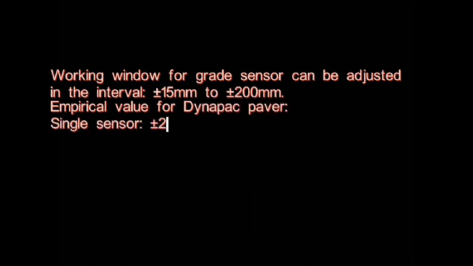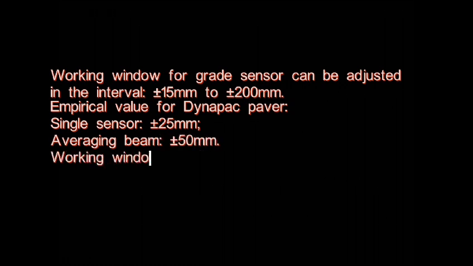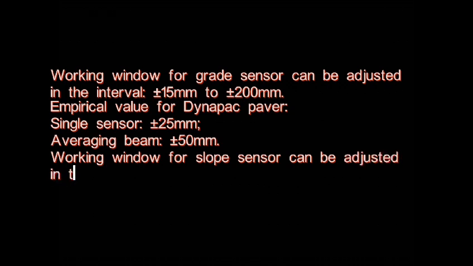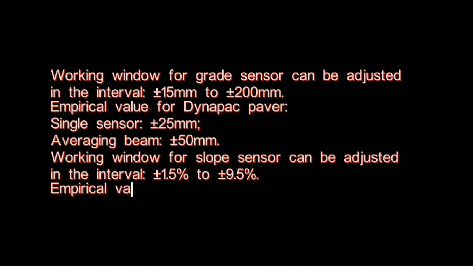Working window for grade sensor can be adjusted in the interval plus or minus 15 mm to plus or minus 200 mm. Empirical value for Dynapack PEVA, single sensor, plus or minus 25 mm, averaging beam, plus or minus 50 mm. Working window for slope sensor can be adjusted in the interval plus or minus 1.5% to plus or minus 9.5%. Empirical value for Dynapack PEVA, plus or minus 5%.